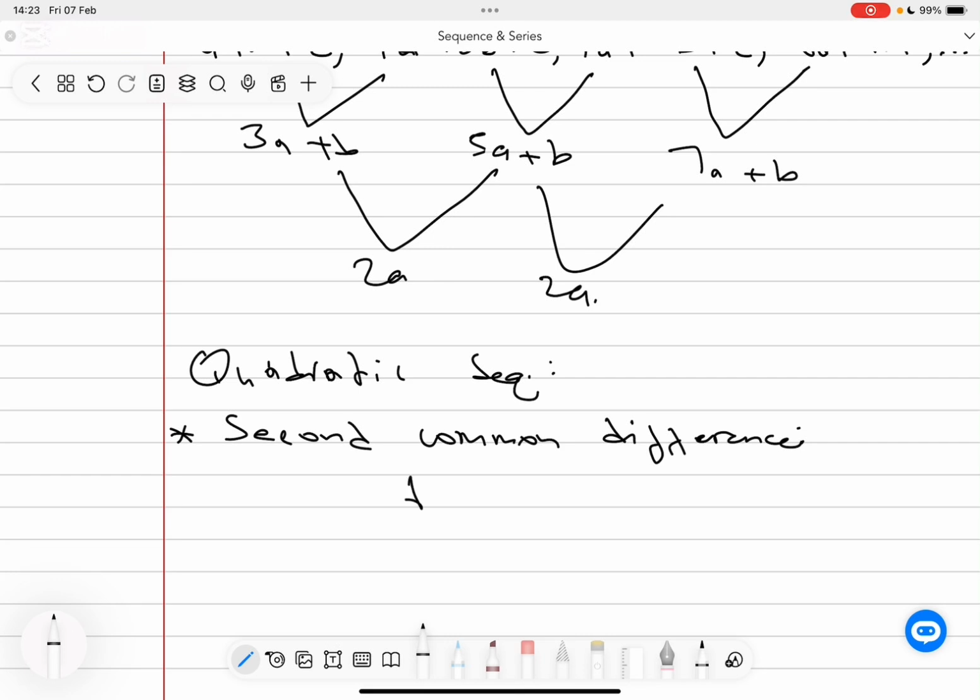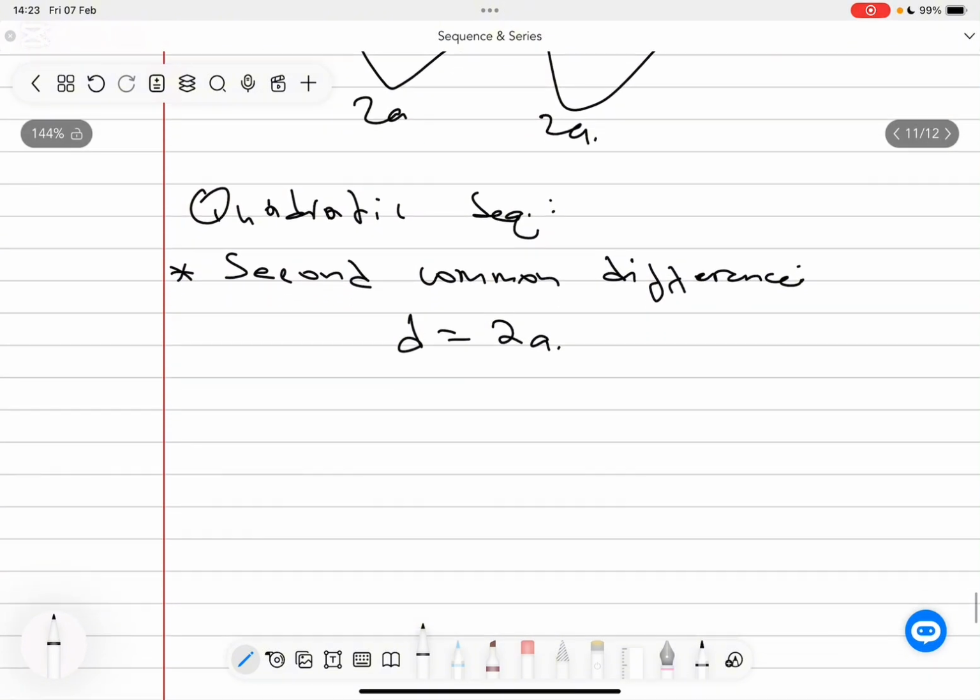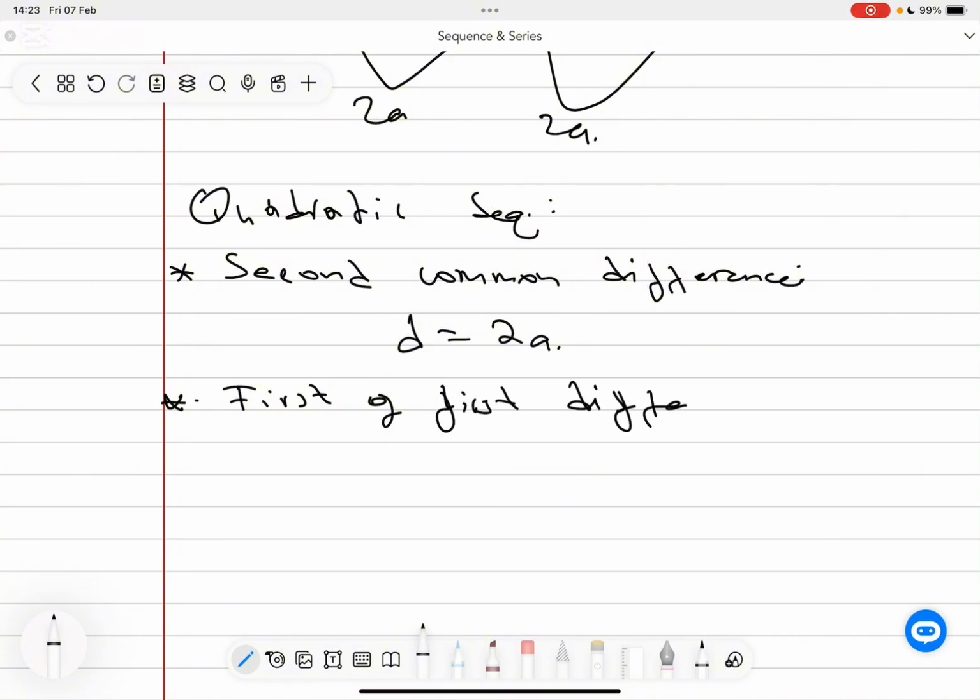So this, we're going to call it d, is equal to 2a, to mean that it is the second common difference. But the other thing that we have noted in this sequence is that we have the first of the first difference given by 3a plus b.